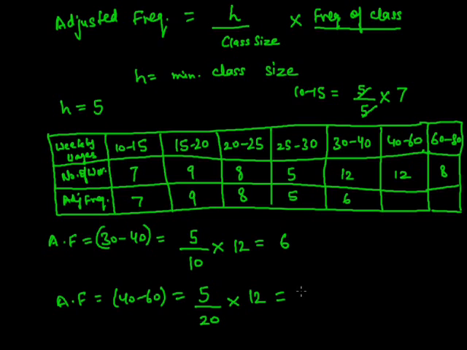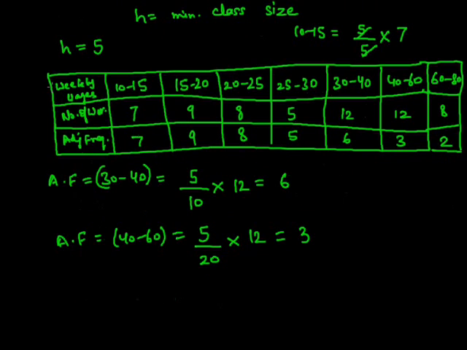So if we solve it, we get the adjusted frequency as 3. So in this case, the adjusted frequency is different from the frequency. In the same way, we have to find the adjusted frequency for 60 to 80. It will be equal to 5 by 20 into 8, so it will come to around 2. So the adjusted frequency in this case is again different from the frequency.